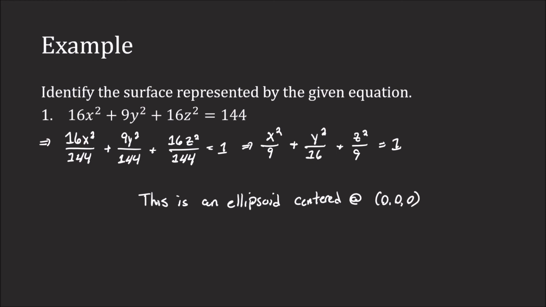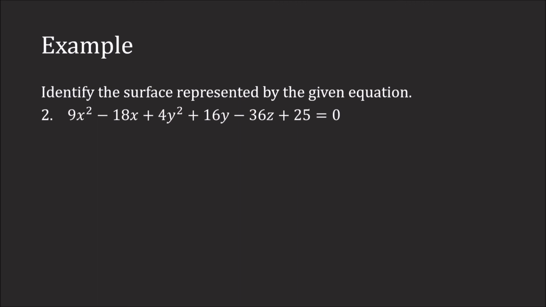Now for the last one. Let's take a look at this one. Well, it's already equal to 0, so we're good. So why don't we group all of our x's together, all of our y's together, all of our z's together. So we're going to have 9x squared minus 18x plus 4y squared plus 16y. And why don't I move, since z only has a linear component, let's move z and the constant over to the other side. So we have 36z minus 25.